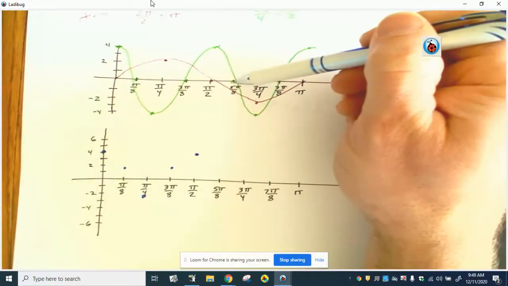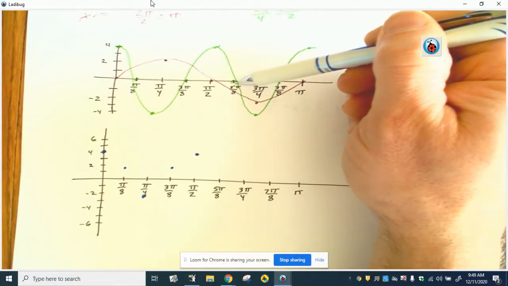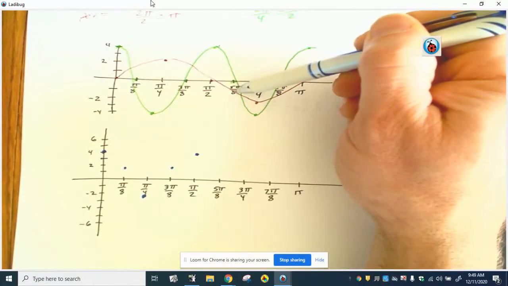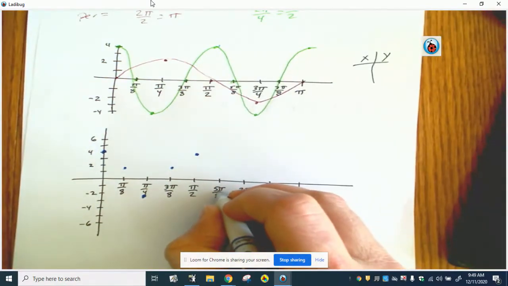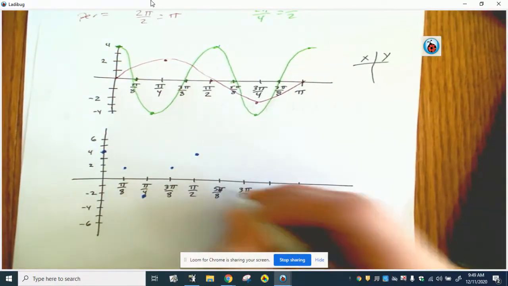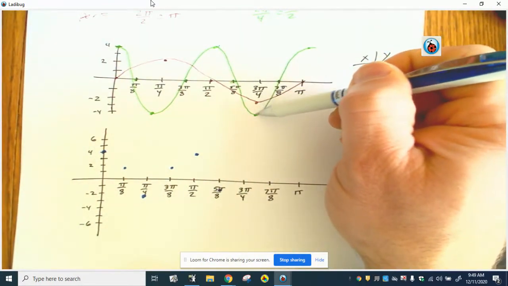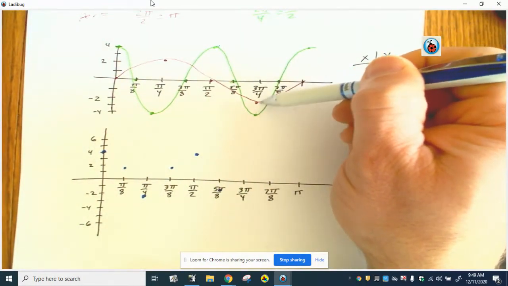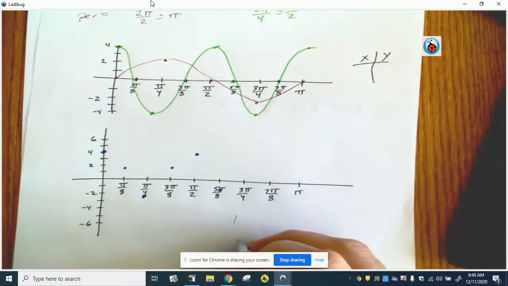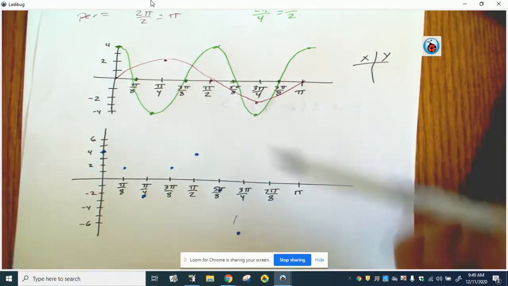And then 5 pi over 8, we're at 0. And then we're at about -1. Probably should be a little bit lower. But we're probably going to be right in here somewhere. Now here we're at -2. Here we're at -4. We add those together, we're going to be way down here at -6. So there's going to be a dip down there.